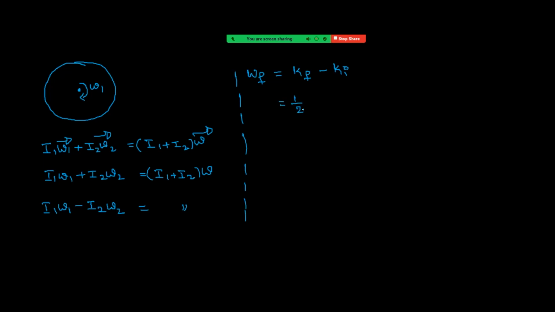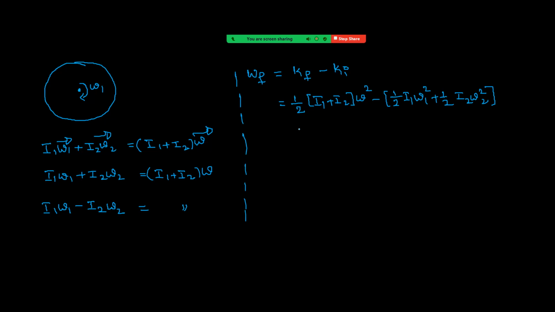Final kinetic energy means half I1 plus I2 into omega square, because both have the same omega value. That's why half I1 plus I2 into omega square minus the initial value, half I1 omega 1 square plus half I2 omega 2 square.